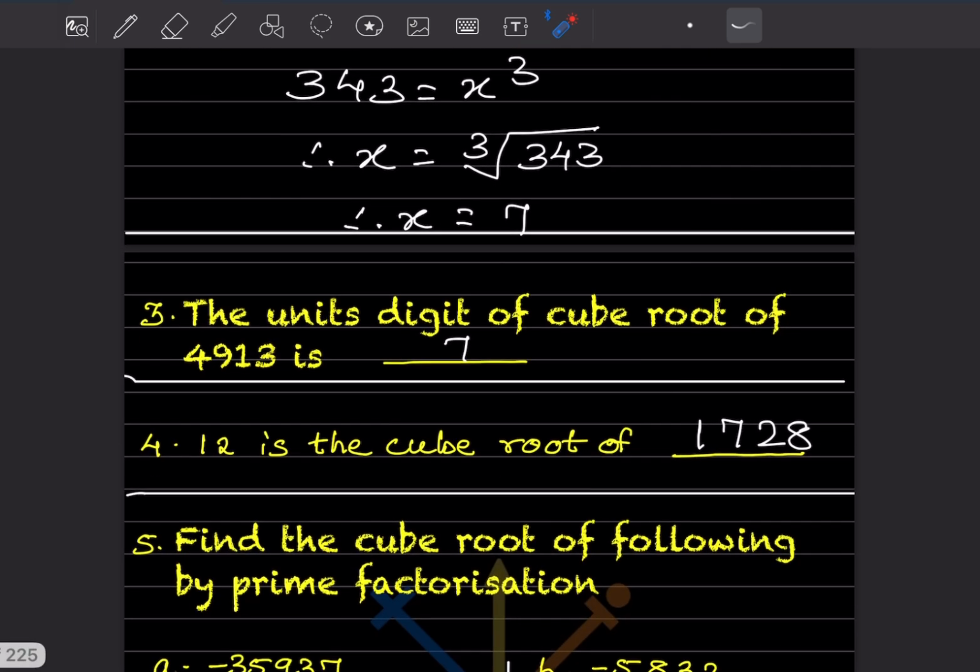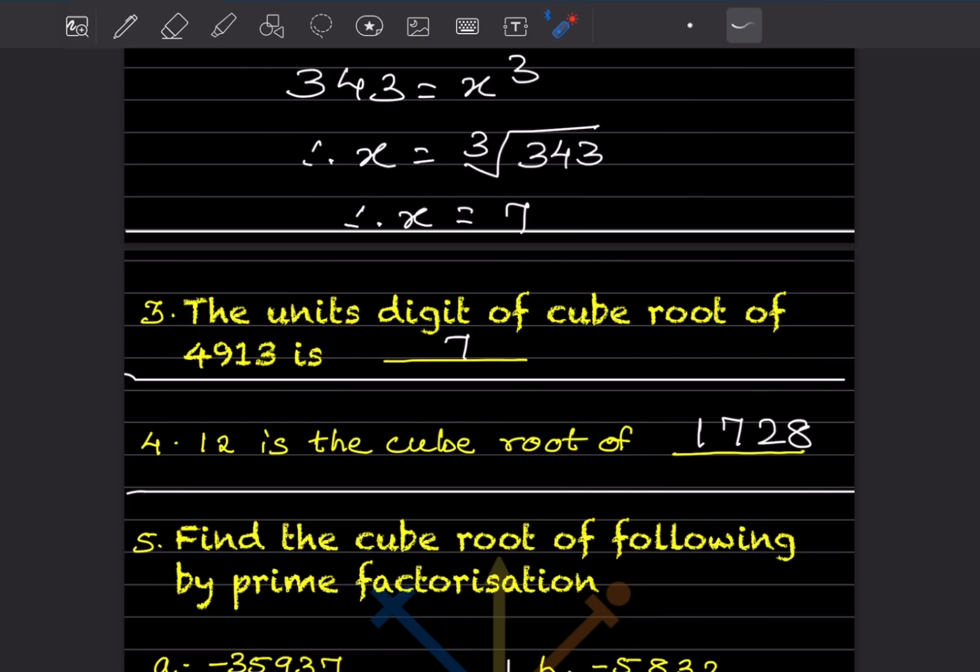The unit digit of the cube root of 3913. Now you can see this is the unit digit. So the cube root of this, what will be that? 3 into 3 into 3. 3 threes are 9, 9 threes are 27. So 27 means the unit digit is going to be 7. 12 is the cube root of 1728, because 12 into 12 into 12 is 1728.